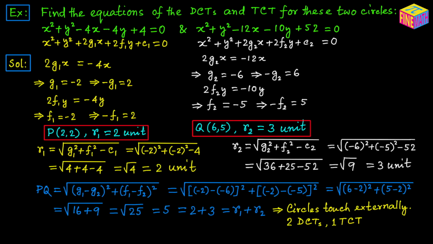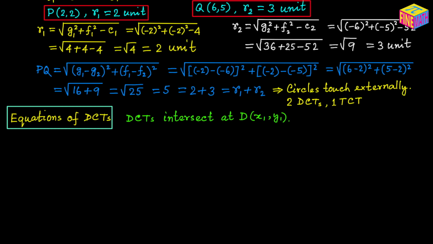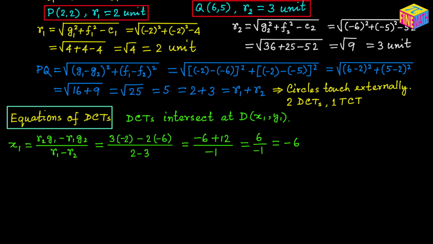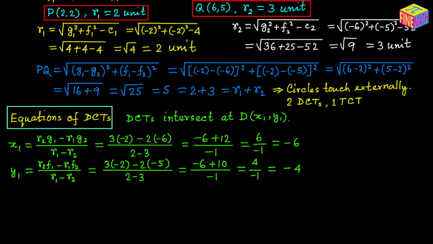So first let's find the equations of the direct common tangents. Let's assume that the direct common tangents intersect each other at point D, whose coordinates are assumed to be (x1, y1), and let's quickly calculate x1 and y1. Using the section formula, we can easily calculate this because we know that D divides PQ externally in the ratio r1 to r2. Using the same section formula as I described in the theory portion, the value of x1 turns out to be negative 6. Similarly, the value of y1 turns out to be negative 4. So we have found the coordinates of the point D, and that is (negative 6, negative 4).